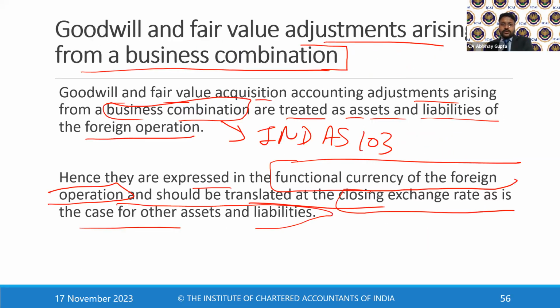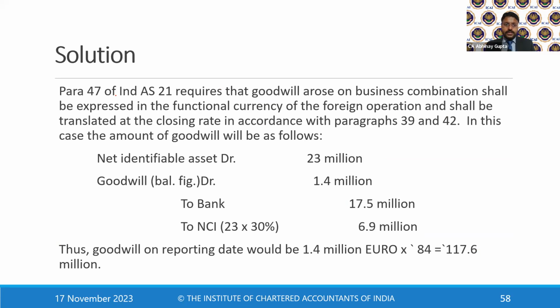Now, what we have understood in the previous slide, goodwill will be expressed in the functional currency of the foreign operation and should be translated at the closing exchange rate, as is the case for other assets and liabilities, right? So para 47 of Ind AS 21 requires that goodwill arising on a business combination shall be expressed in the functional currency of the foreign operation and shall be translated at the closing rate in accordance with paragraphs 39 and 42. In this case, the amount of goodwill will be as follows.